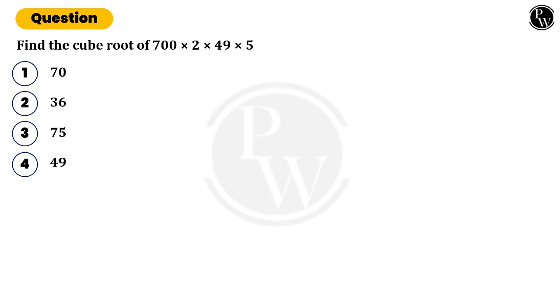Find the cube root of 700 into 2 into 49 into 5. Okay, so we have to find the cube root of it. Have a look over here. How can you write 700?